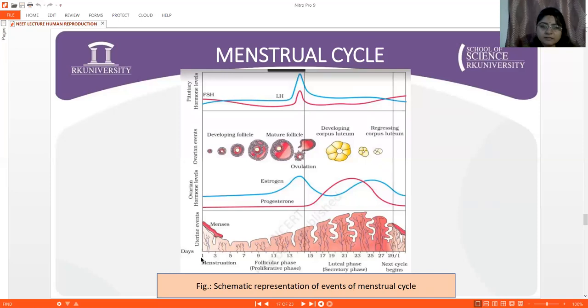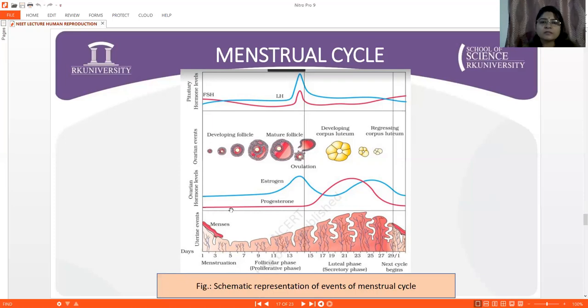Here you can see the days 1, 3, 5, 7, 9, 11, 13, 15, 17, 19, 21, 23, 25, 27, 29, and then 1 again. Okay, so from 1 to 5, there is menstruation, menses. This is the uterine event taking place. Then we have the follicular phase from 9 to 13, which is the proliferative phase. Next to it, from 15 to 29, is called the luteal phase, also called the secretory phase. And after 29, the next cycle will begin.